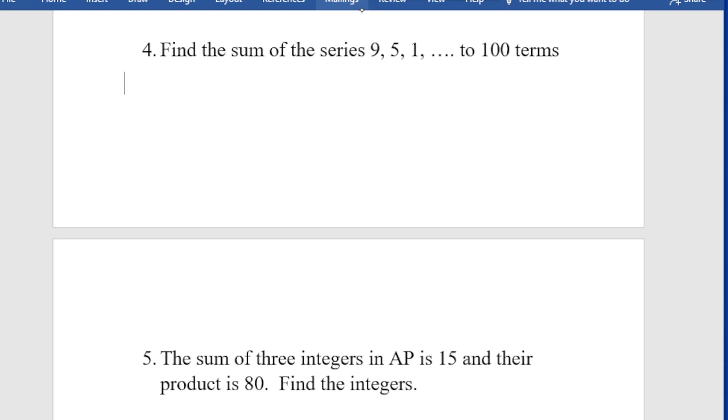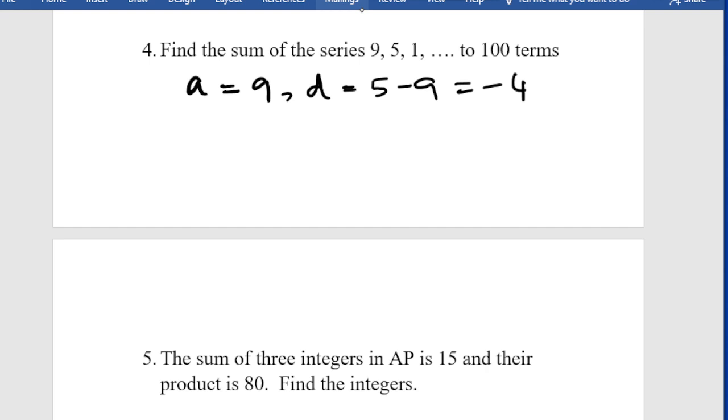Okay, so here what is the first term? A is 9 and the difference D is T2 minus T1, 5 minus 9, which is minus 4. Here the series is a decreasing series. So, A equal to 9, D is minus 4. Here the last term is unknown. Okay, so there are totally 100 terms.